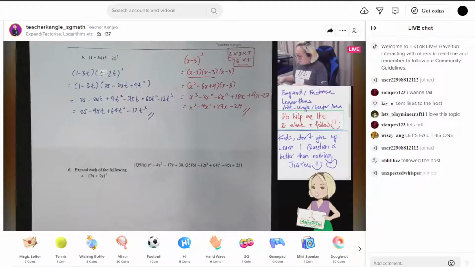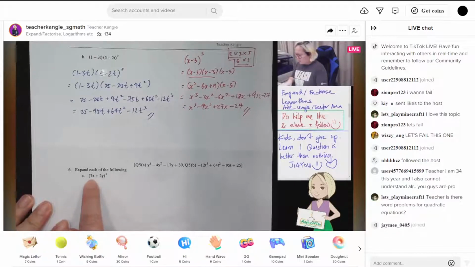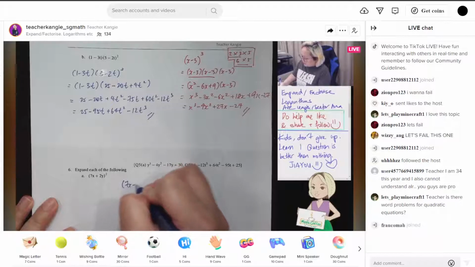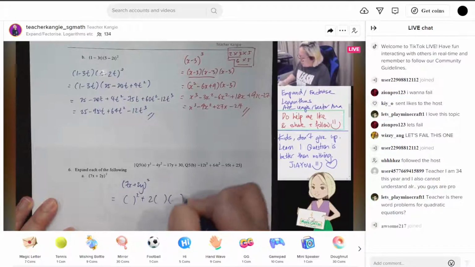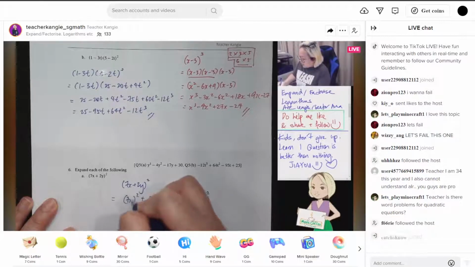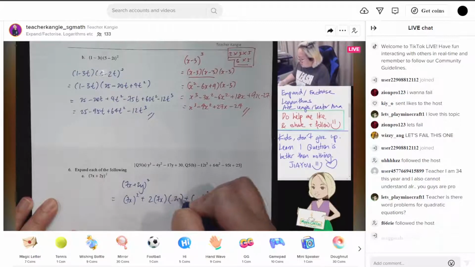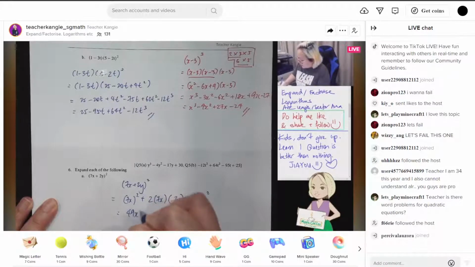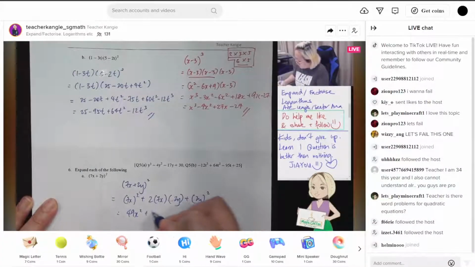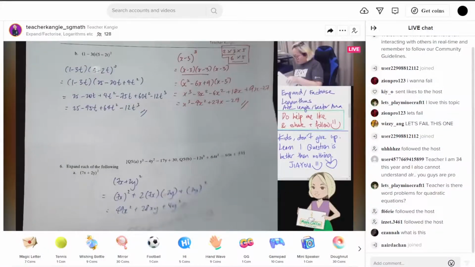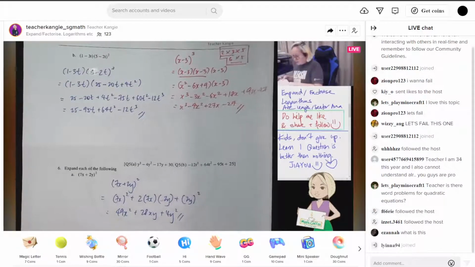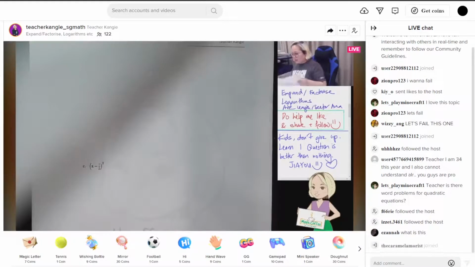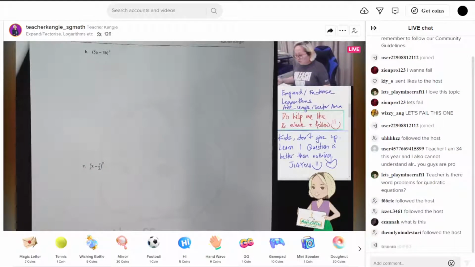Okay, let's continue. Okay, I don't know why my 6a is here. 6a looks like a very easy question. (7x plus 2y) squared. Straight away I'm going to use the identity. So a squared plus 2ab plus b squared. So a, b, and b. So I will have 49x squared plus 2 times 14, 28xy, plus 4y squared. Done. This one I just straight away apply the identity. No, I never do any word problem for quadratic equation here. I'm just doing expansion and factorization here.